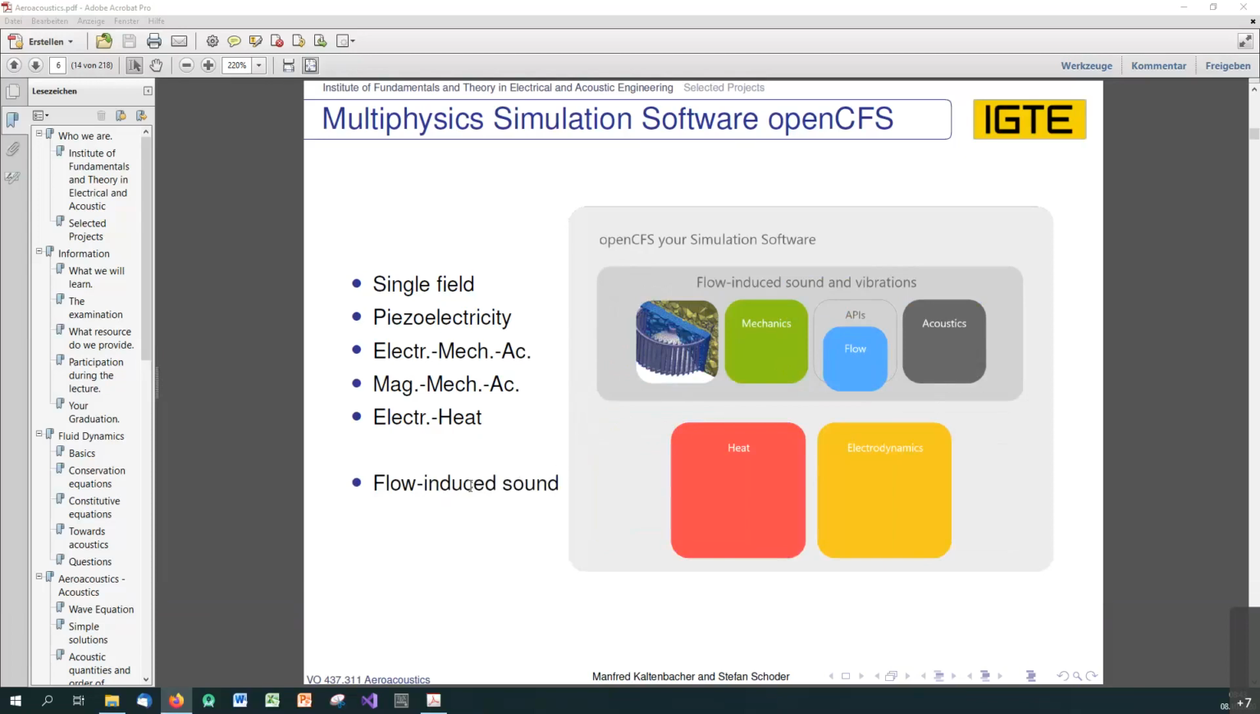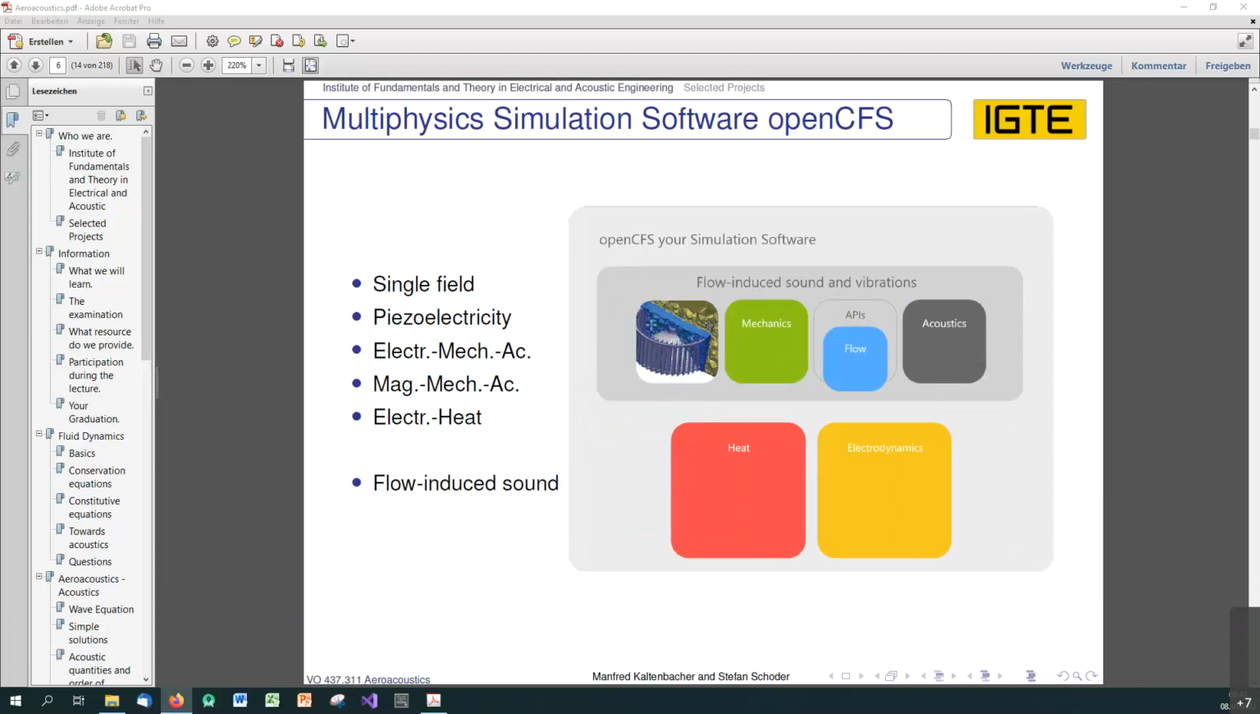We can model flow-induced sound, and also covering vibroacoustics is a very important topic, as I said, for the electrification of cars, and also for cooling of batteries and stuff like that.